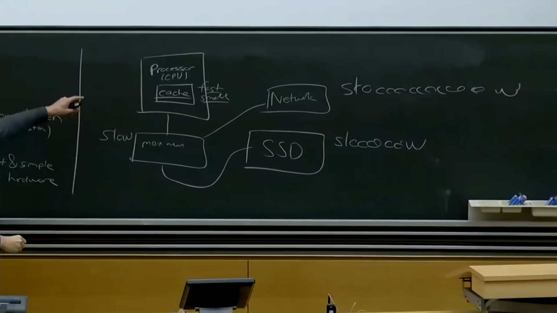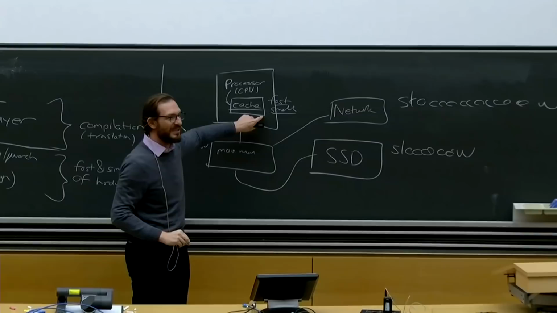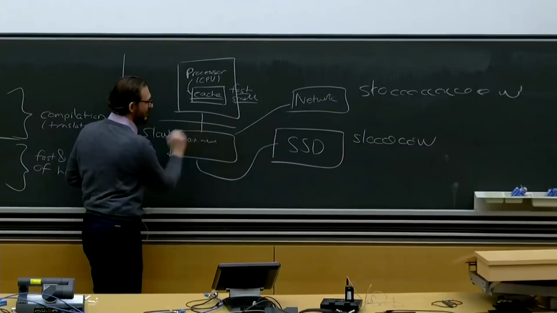So if you want to make things fast, you bring data into the cache such that you can access it fast. Now, this is not visible to the programmer. The programmer doesn't see the cache. So internally, the processor can do whatever it wants. The programmer sees the main memory. The programmer sees the SSD. The programmer sees the network. But this part is not visible to the programmer.